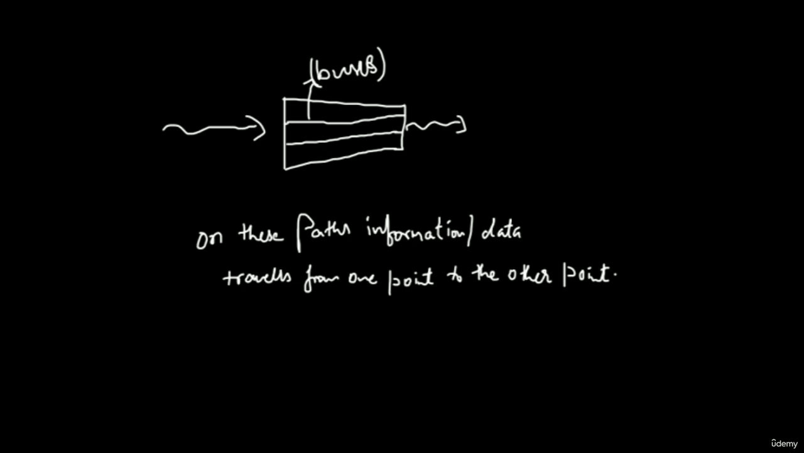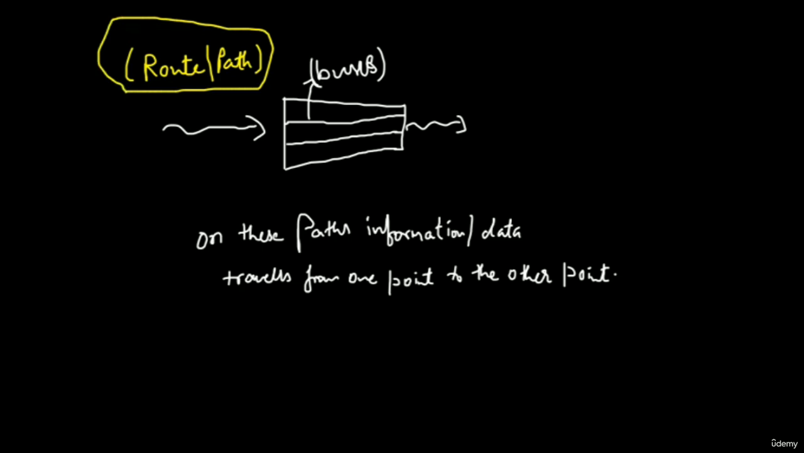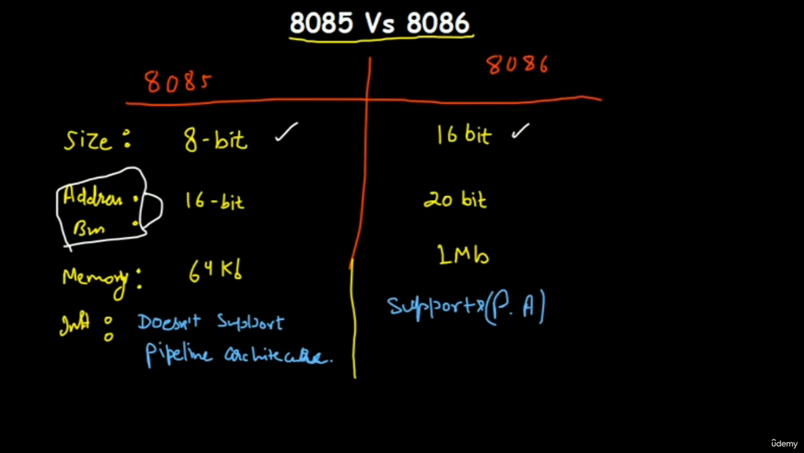You can simply think of it like the route or the path on which the information in the form of voltage travels. As many buses as there are, that much fast is the speed. Like, here we are having a 16-bit address bus, meaning 16-bit address bus. Getting my point?